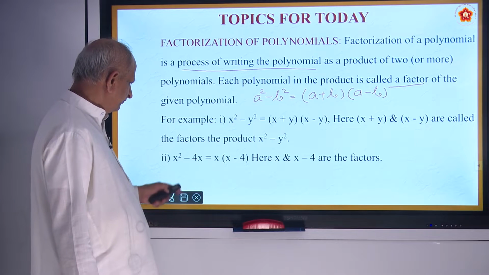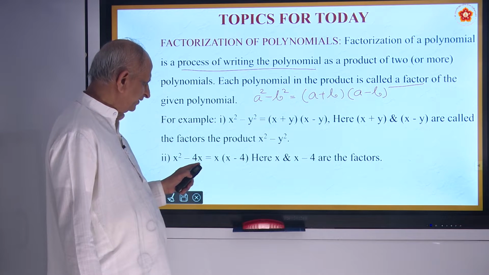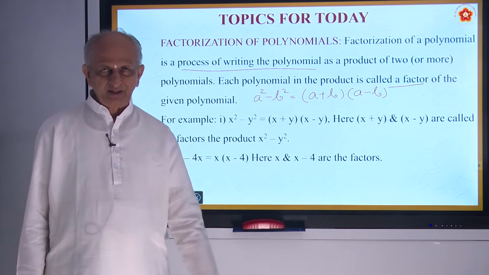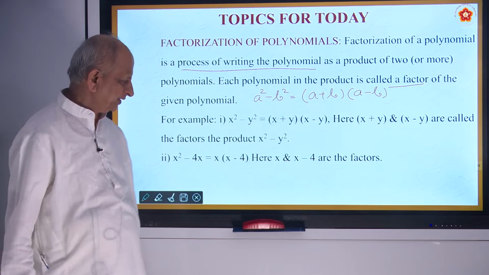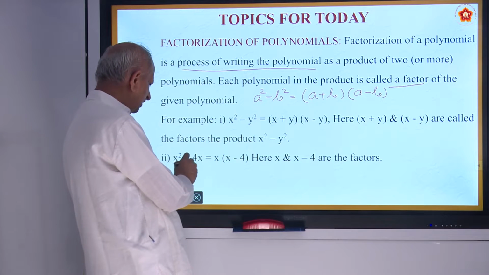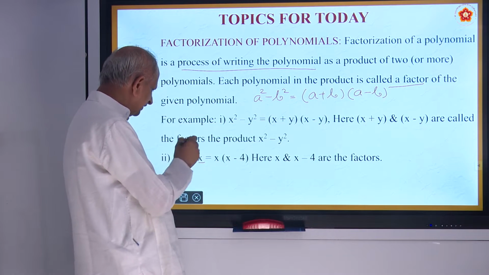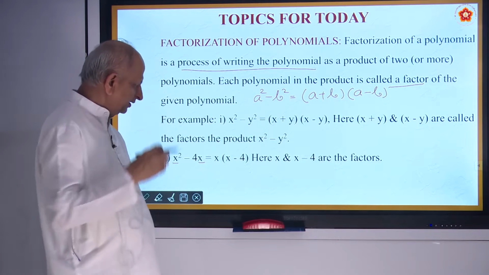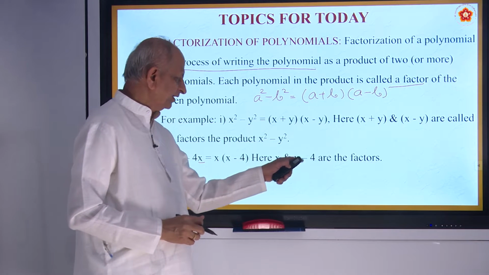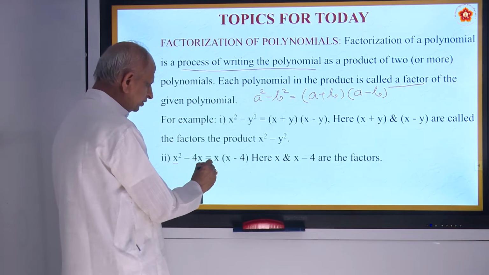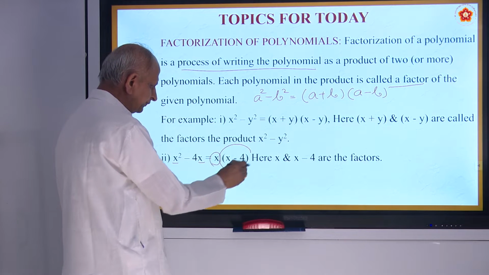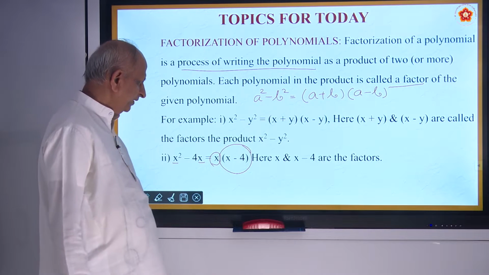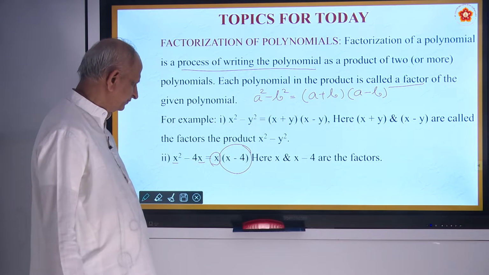Okay. For example, x² − 4x, you have to factorize. How to do it? Take x common. How to get common? That is the HCF of both of them. So that common you must take out. When you take out, x²/x becomes x, 4x/x becomes 4. Here x and (x − 4) are called factors. These two are called factors. And this is the polynomial with two terms.